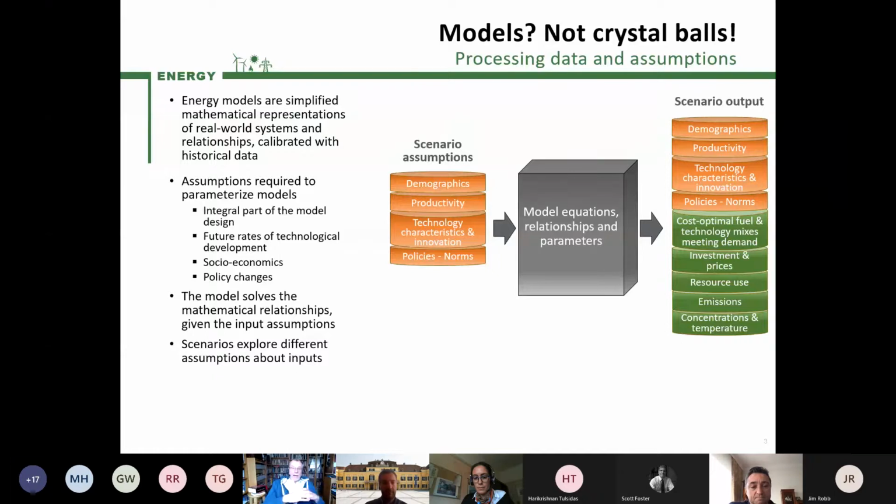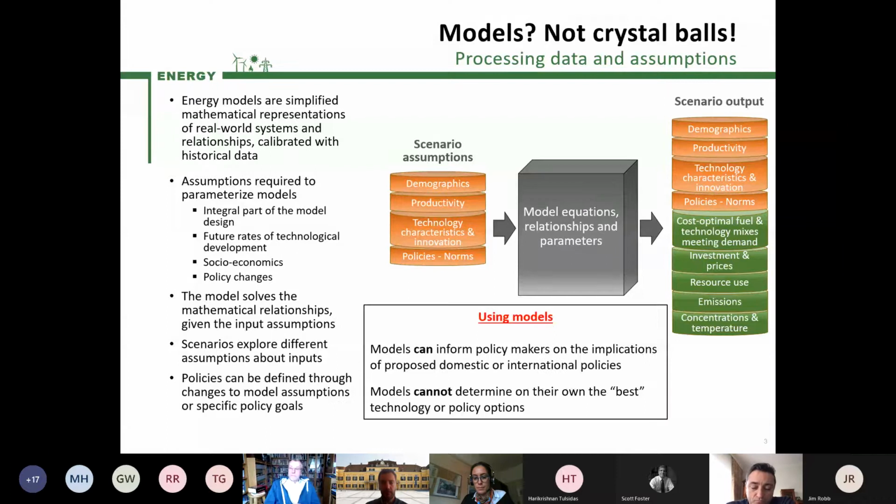And the scenario output then is a combination of the scenario assumptions and whatever the mathematical approach brought up. They are the two sides of the same coin. So the yellow parts up there, demographics, productivity, and so on, and the green parts, which are outputs from the model, are in the end one and the same.